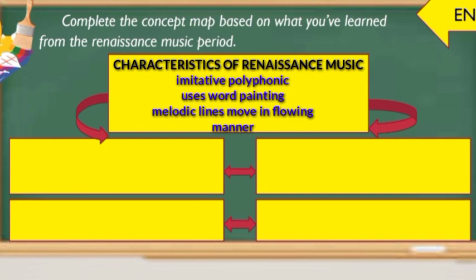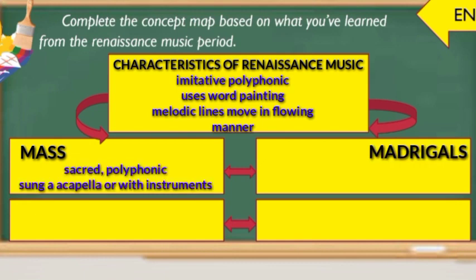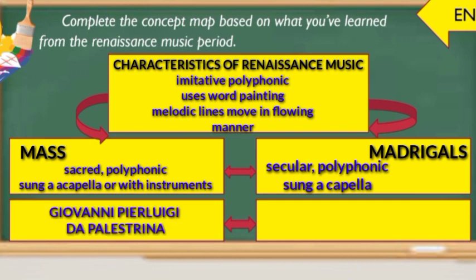The two main types of music of Renaissance period were the Mass and Madrigals. Mass as sacred, while Madrigals as secular. However, they are both polyphonic. Mass may be sung a cappella or with orchestral accompaniment, while the Madrigals is only sung a cappella. Famous composer for sacred music is Giovanni Pierluigi da Palestrina, while secular music is Thomas Morley.